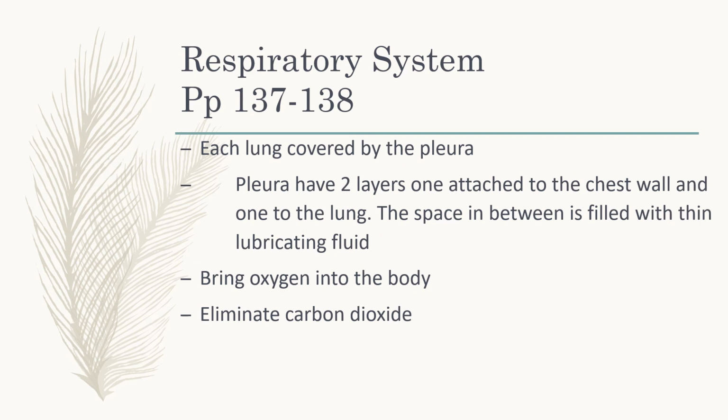Respiratory system. Each lung is covered by the pleura. Pleura have two layers. One is attached to the chest wall and one is attached to the lung. The space in between those is filled with a thin lubricating fluid. So it prevents the friction and it lets the lungs expand and shrink without causing any pain in the person. Your lungs are what bring the oxygen into the body and they eliminate the carbon dioxide.